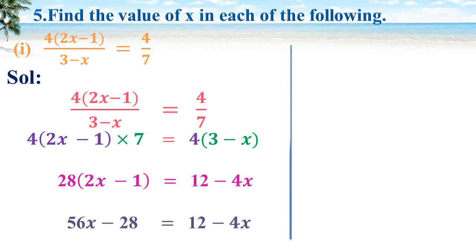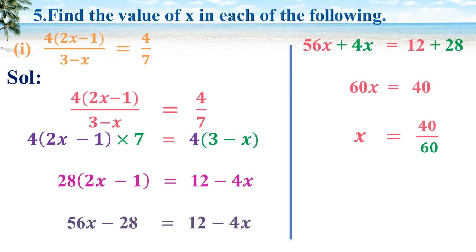Now separate the variable and constants. 56x plus 4x is equal to 12 plus 28. 56x plus 4x, 60x is equal to 12 plus 28, 40. x is equal to 40 divided by 60, because the opposite of multiplication is division. Transposing 60 to RHS. Now cancel the common factors. The x value is 2 by 3.